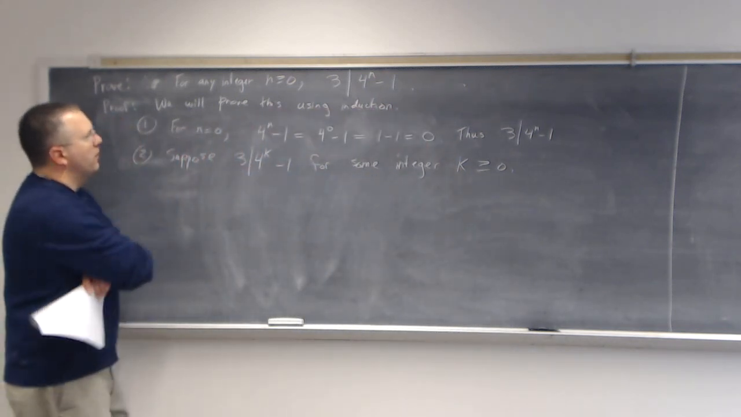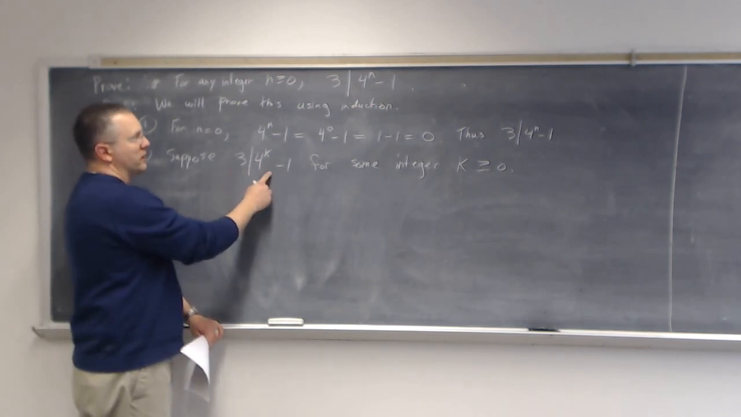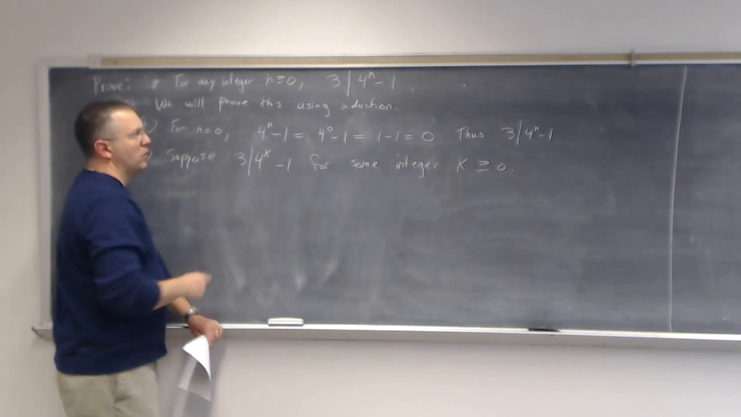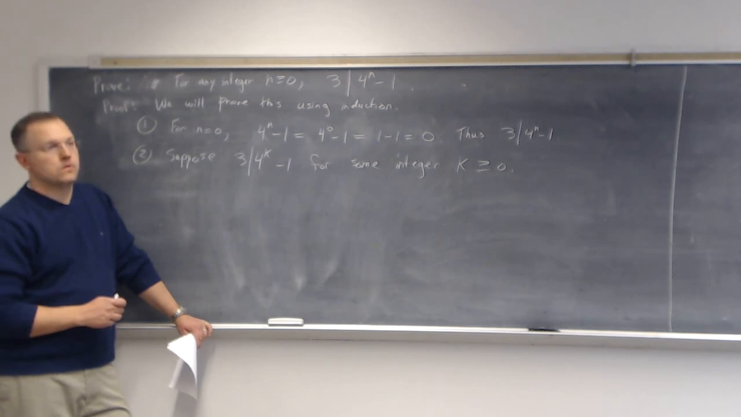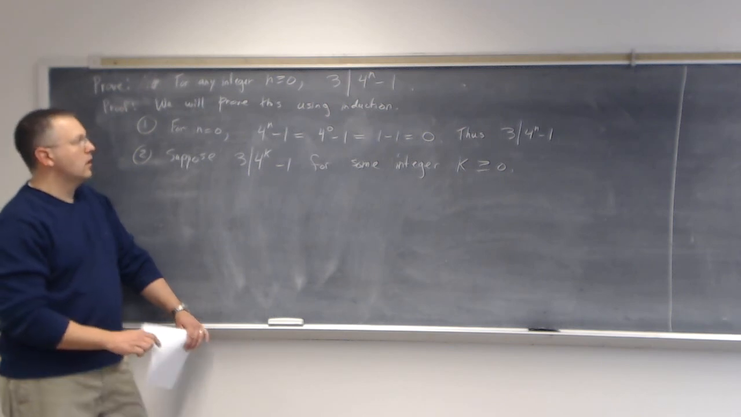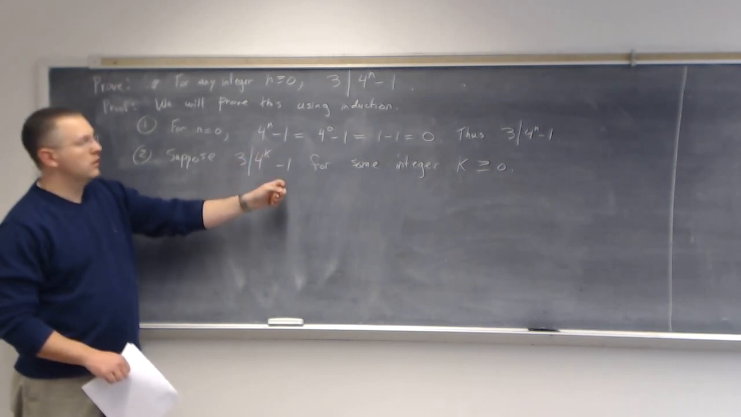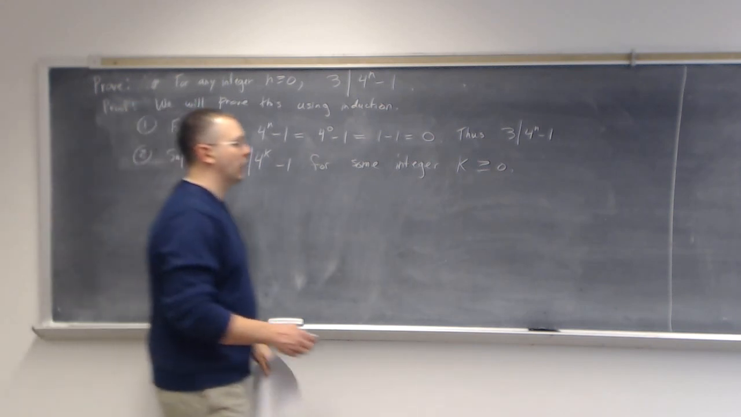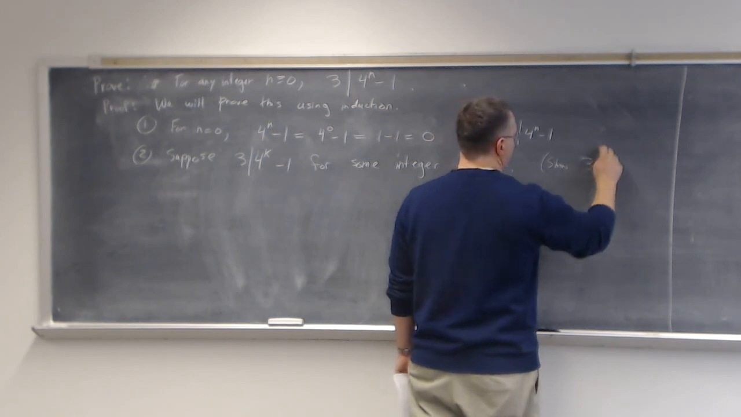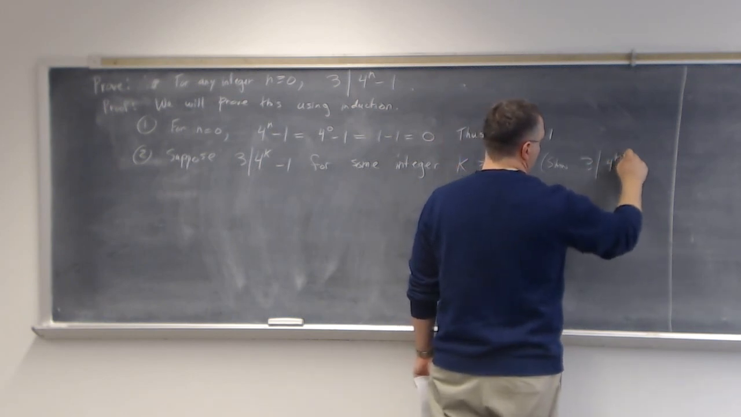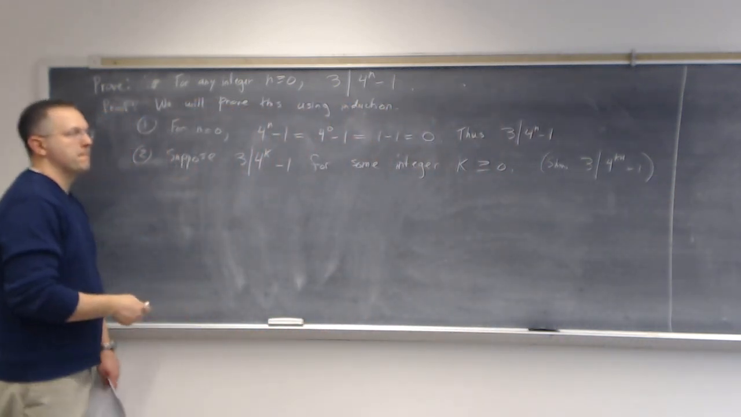All right, so what do we need to show? This is our inductive hypothesis. We're assuming that 3 divides 4 to the k minus 1. We're done when we've shown what? 3 divides 4 to the k plus 1 minus 1. Exactly. We're done when we show that 3 divides 4 to the k plus 1 minus 1. So you've got to keep that in mind, right? We need to show that 3 divides 4 to the k plus 1 minus 1.